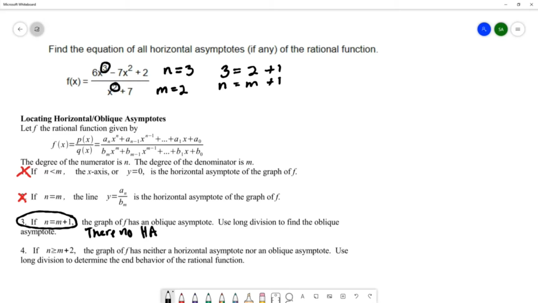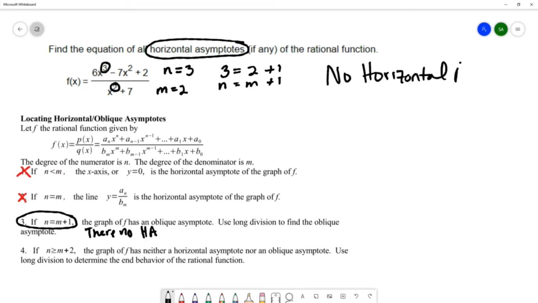So these instructions say to find horizontal asymptotes. So we're going to be able to say that there are no horizontal asymptotes for this function, f of x. So this graph will have an oblique asymptote or slant asymptote. You can find the slant or oblique asymptote using long division.